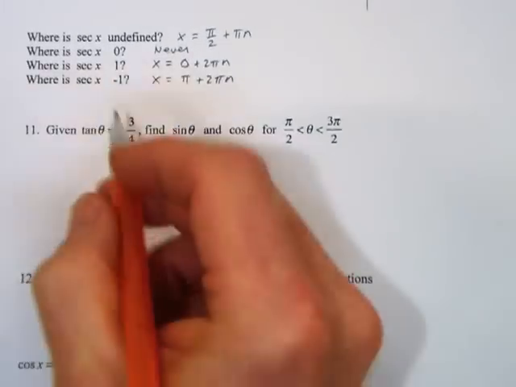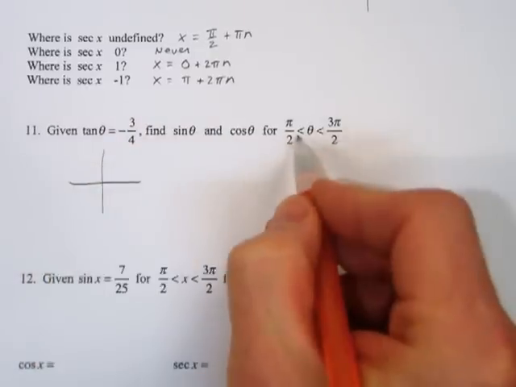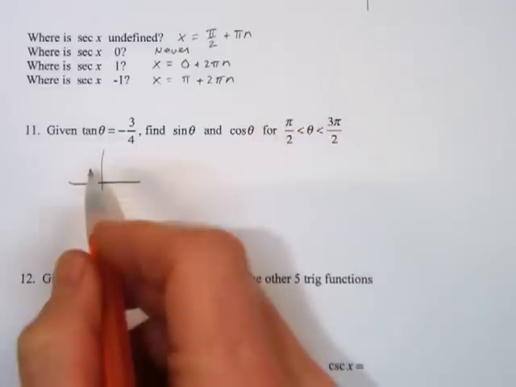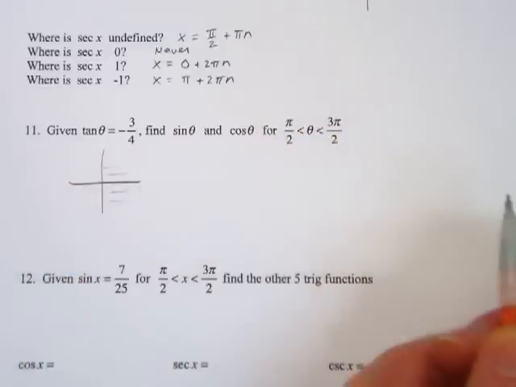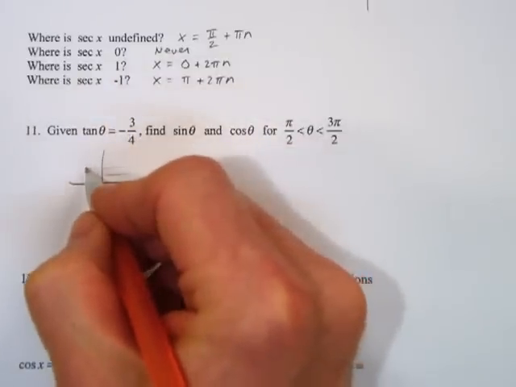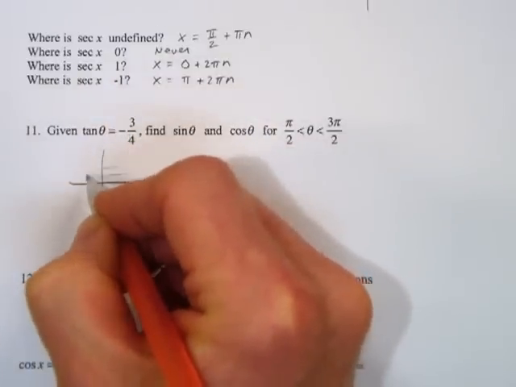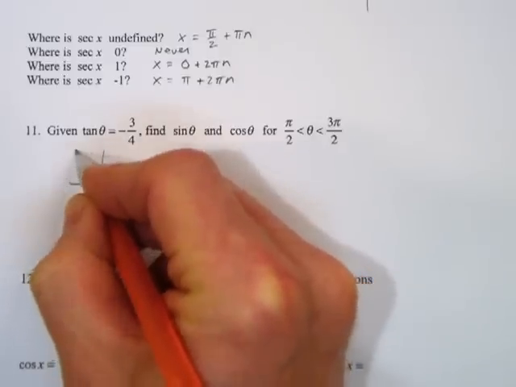All right, the next one. Tangent equals -3/4. We're going to set up an xy axis. We're told that we're between pi over 2 and 3 pi over 2. So here's pi over 2, and then we'll go to 3 pi over 2, so we don't want any of this section. Where is tangent negative? In the second or the third quadrant? Well, it's going to be in the second quadrant because sine's positive and cosine's negative.